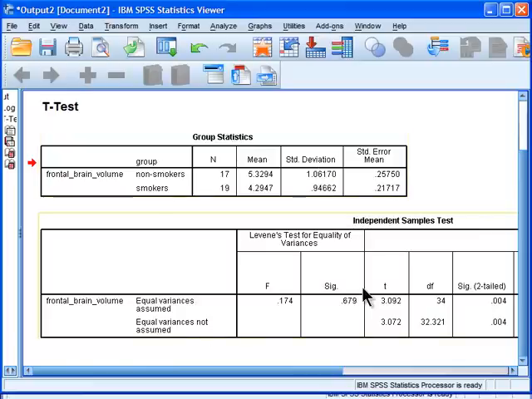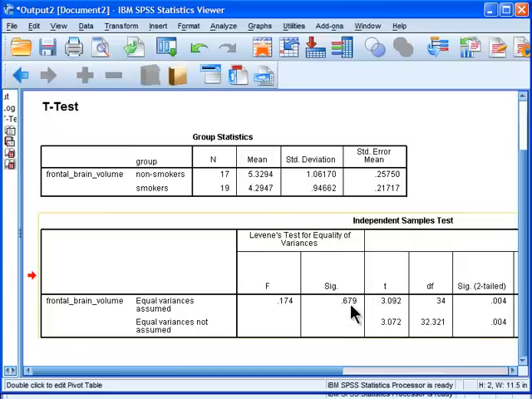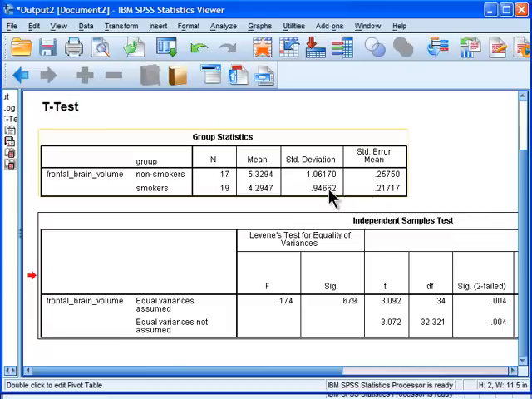So the next table that SPSS produces is the actual results of the t-test, but the first thing that it produces in this table is Levene's test of equality of variances. And this is testing the homogeneity of variance assumption. The independent groups t-test assumes that the variances, or expressed as standard deviations, are the same in both samples.